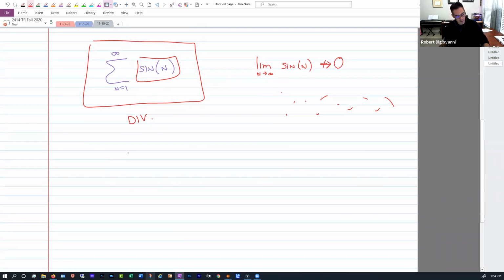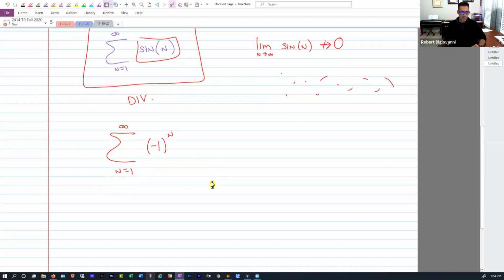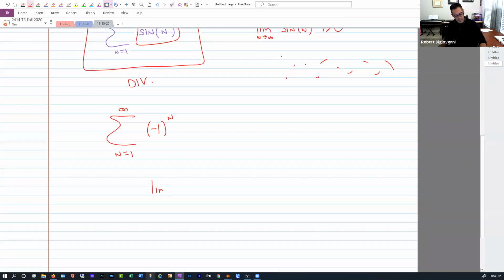All right, another one. I don't want to get too caught up on this, but how about this one? Let's take the limit as n goes to infinity of -1 to the n. That limit doesn't exist because it's just switching back and forth, 1, -1, 1, -1. So that would not go to 0, which means this would diverge.